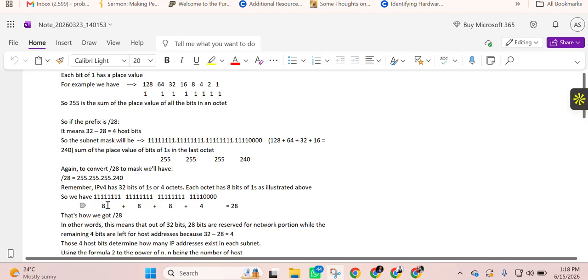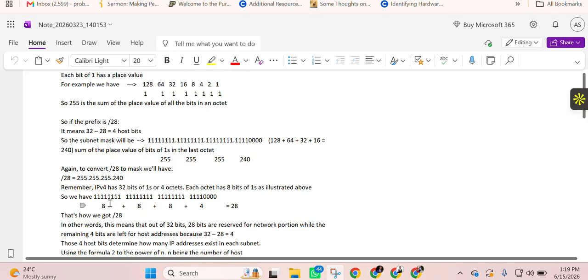So we have 4 octets. The first 3 octets have 8 bits of ones, while the last octet has 4 bits of ones and 4 bits of zeros. So that's how we got this. So we have 8 plus 8 plus 8 plus 4. So did you now see how we got the 28?